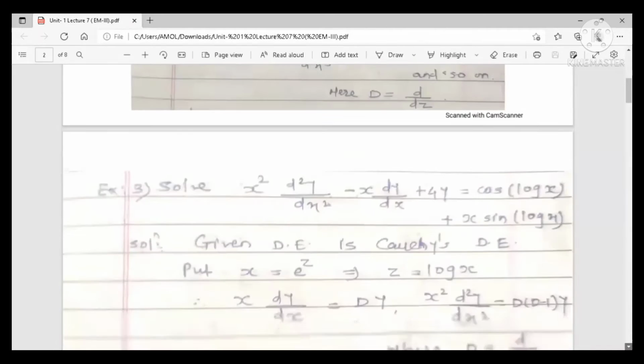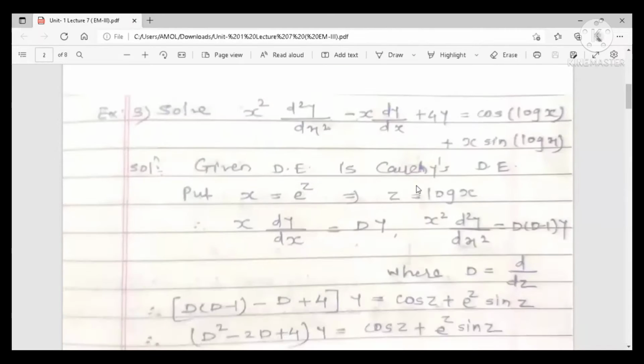Now, one example: solve x square into d2y by dx square minus x into dy by dx plus 4y is equal to cos of log of x plus x into sine of log of x. This is the given equation. We want the solution for this equation. Now you check whether it is LDE. If it is not LDE, then is it a Cauchy's equation?